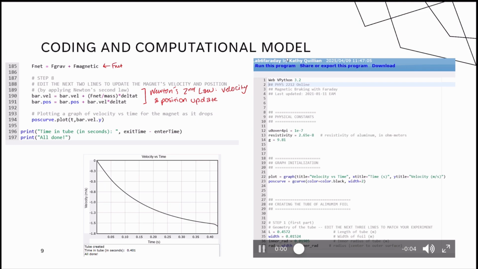So here are the computational results. On the bottom left, we have a graph of velocity versus time, and this is the computational model.